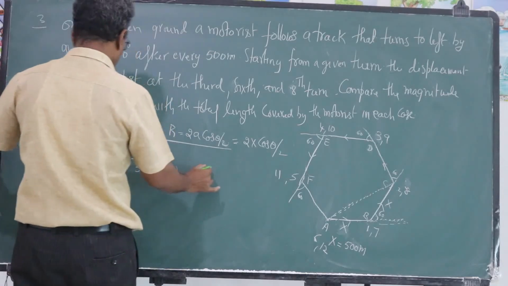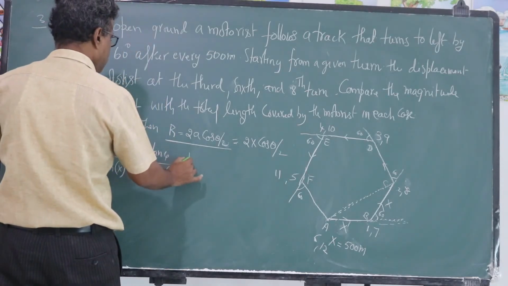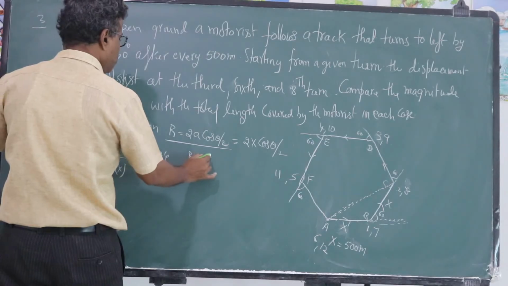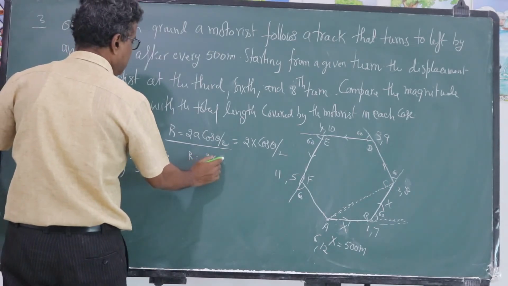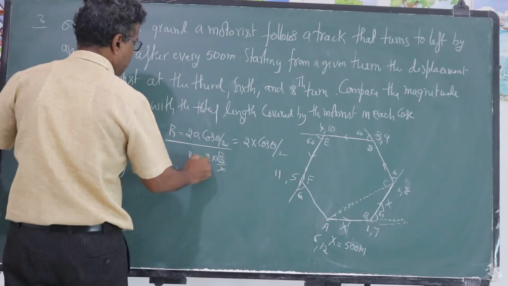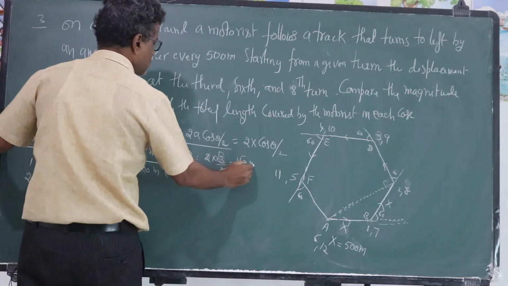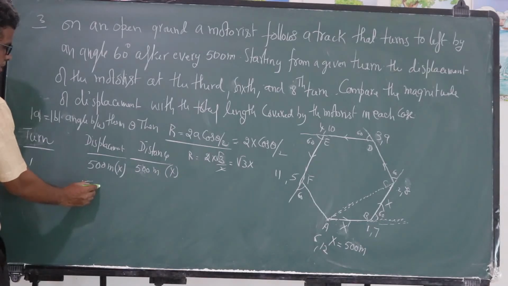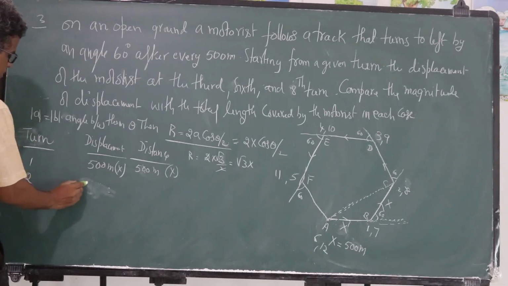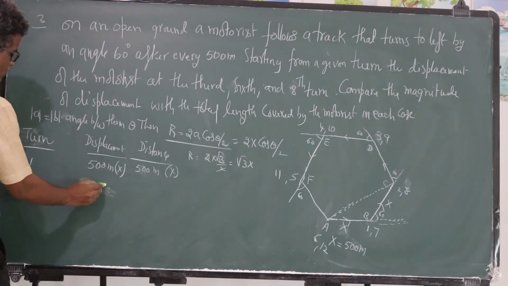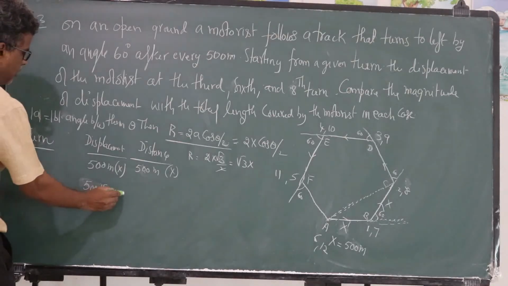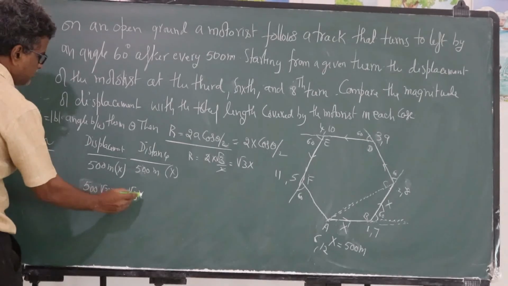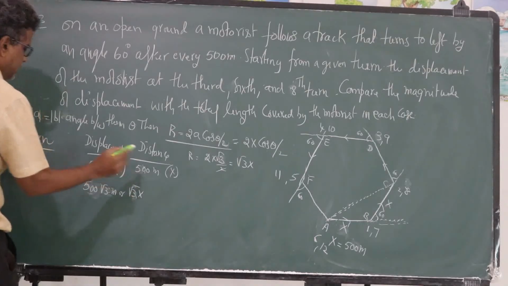So you will get the resultant: 2x cos 30, which is root 3 by 2, so you will get root 3x. After the second turn, the displacement is root 3x. X is 500, so that is 500 root 3 meters, or root 3x. That is the displacement. Okay.